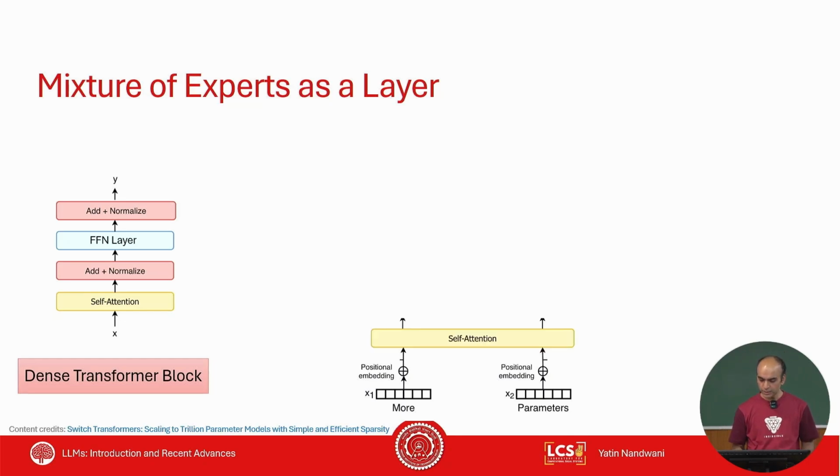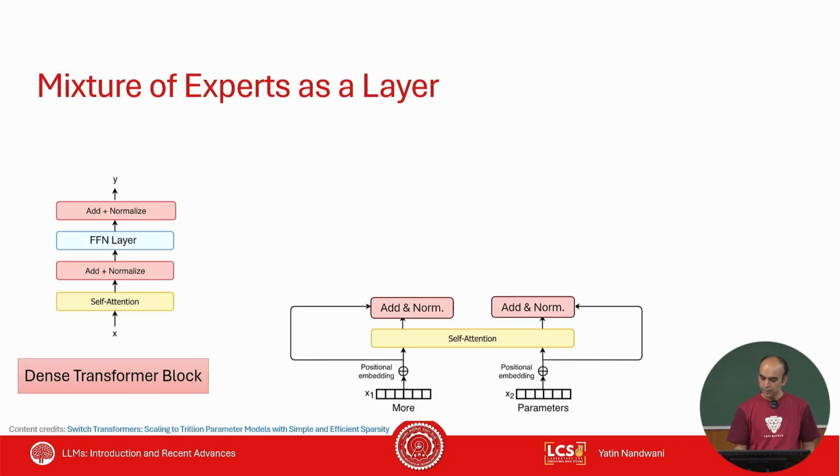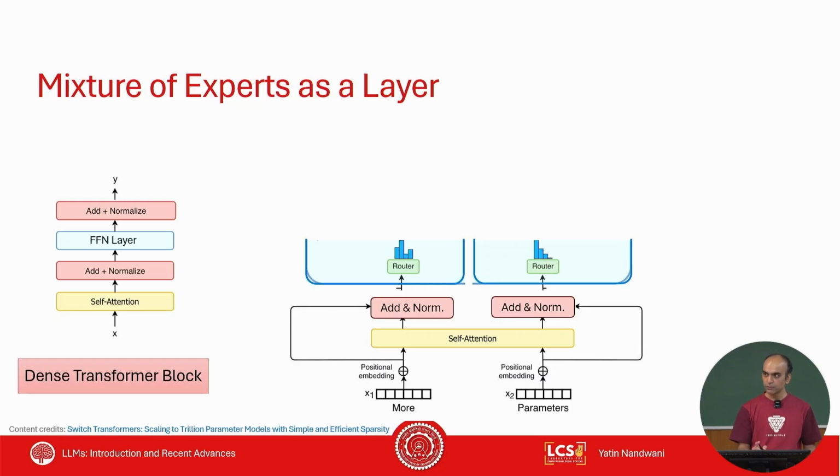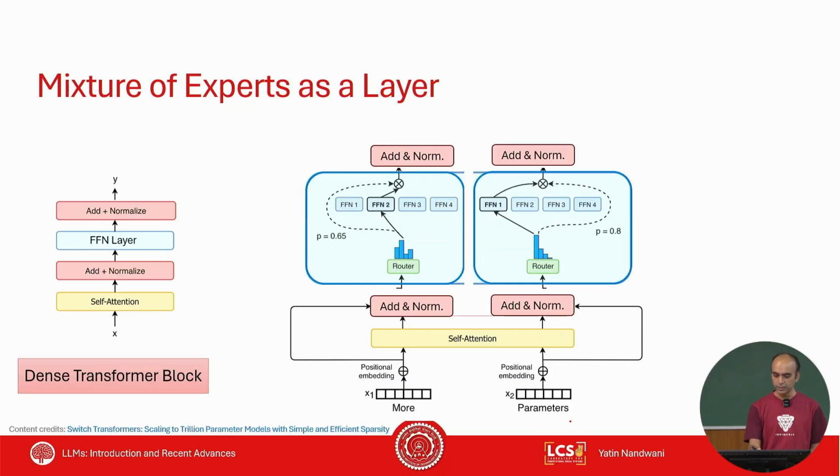So the way it looks is that both the tokens interact with each other in the self-attention layer. We do add and norm separately for these two, and then we have a router which will decide where to route each token. It will be different for both. For example, here it routes to the feed forward on the second expert with some probability 0.65, and it routes to the first expert with probability 0.8. We multiply these and pass it through the feed forward layers.